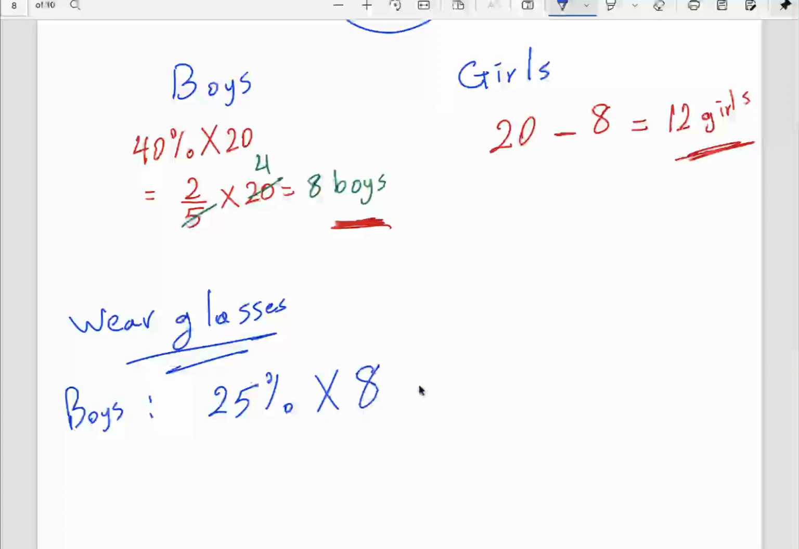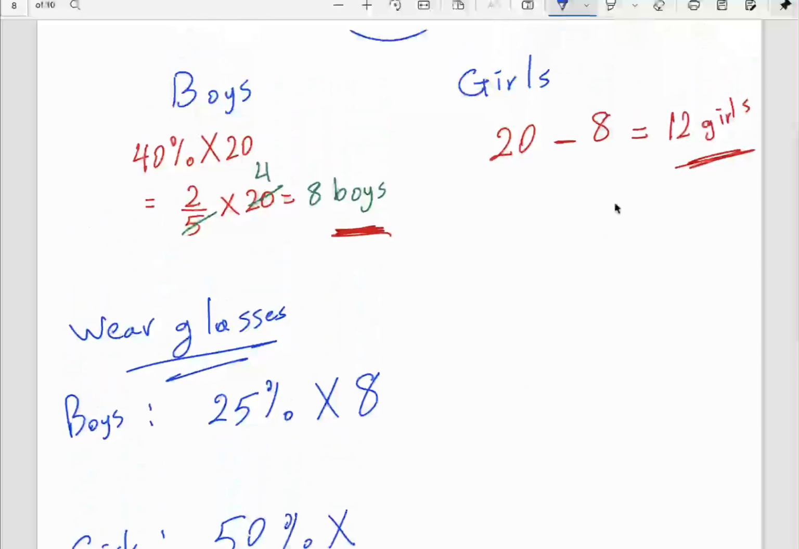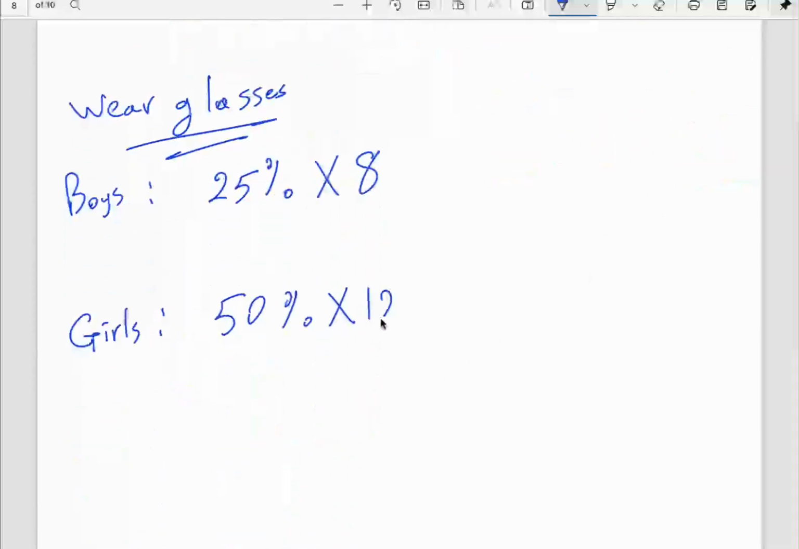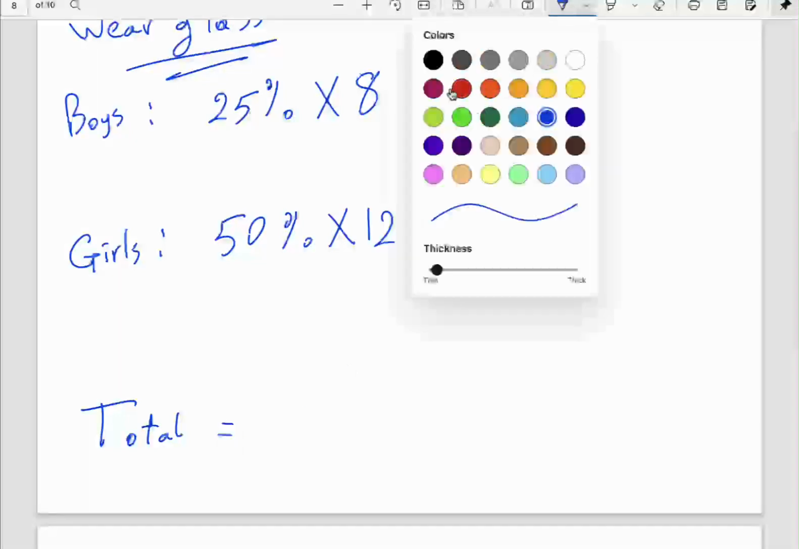Okay, we will do this, but I will just write the girls first. For girls, we need 50% of the girls. The girls are 12. Multiply by 12. Then we should find the total number of students wearing glasses. Okay? Let's do it.